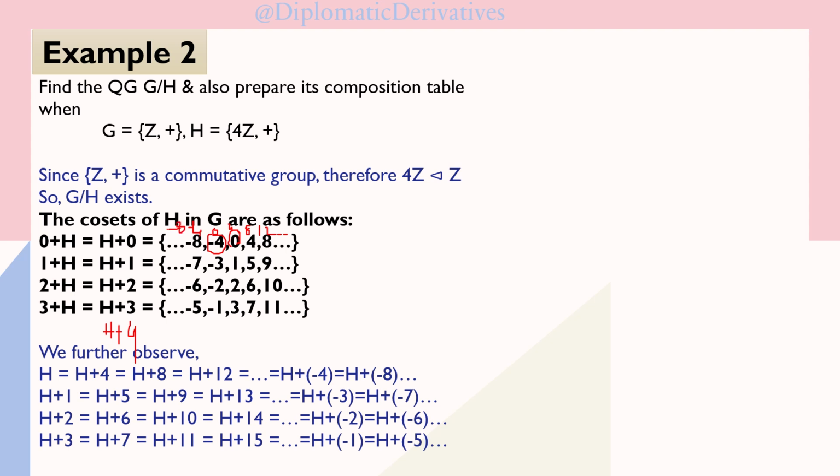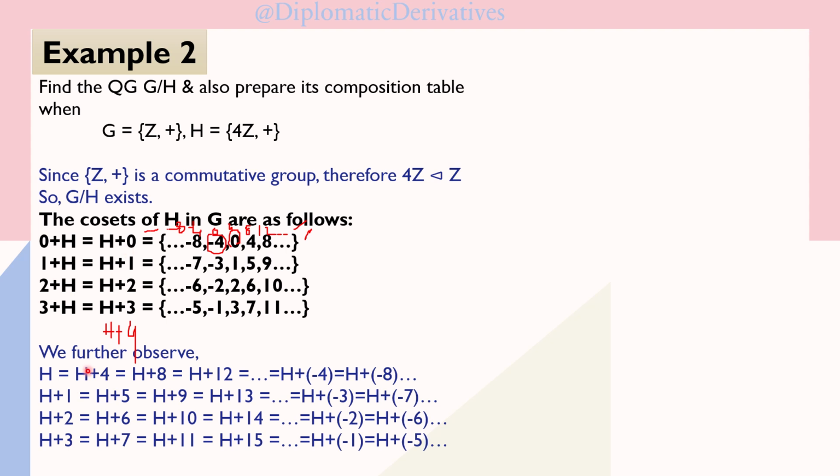So isn't this synonymous to this? It's the same thing, right? Because you're going to get the same group. You have 0, 4, 8 here, and here also you have 0, 4, 8 and so on. You have 0, -4, -8 here and 0, -4, -8 there. So basically h plus 4 is equal to h plus 0. This is where you're getting a repetition.